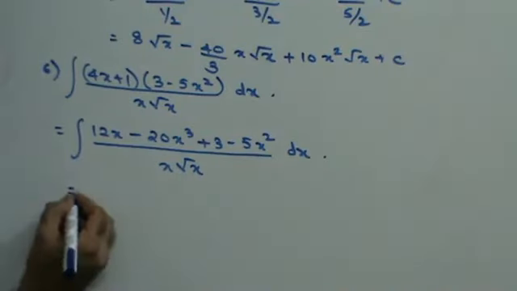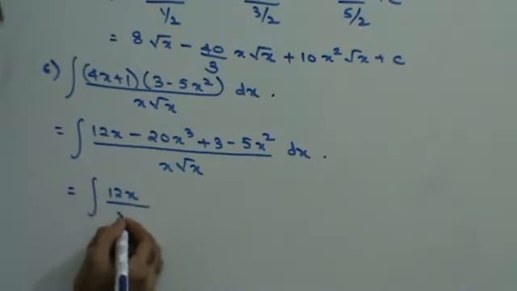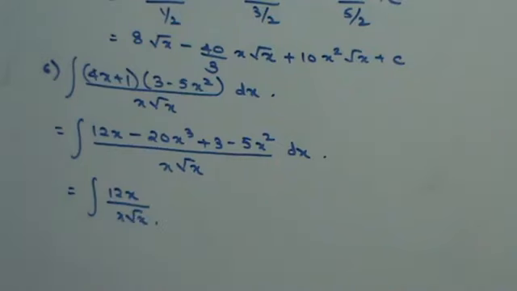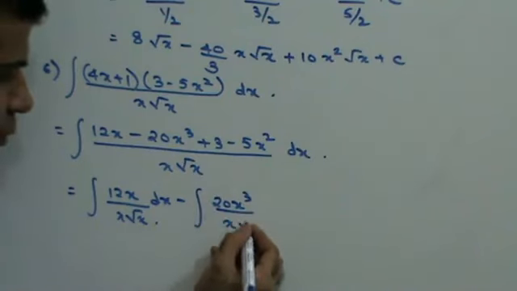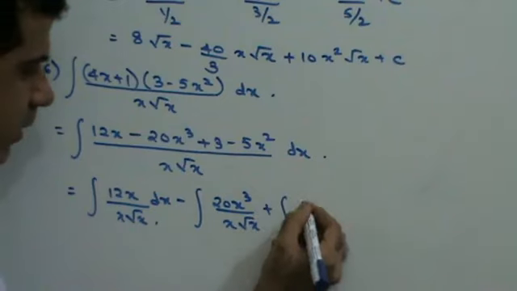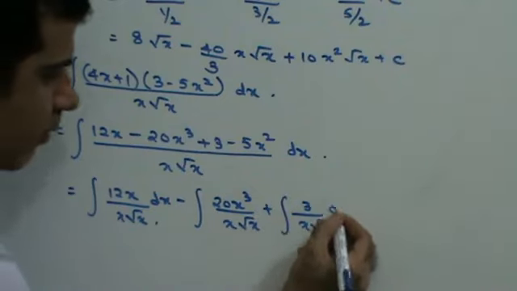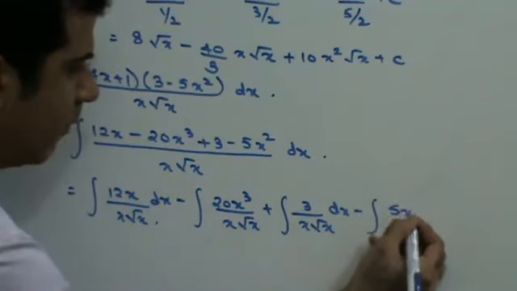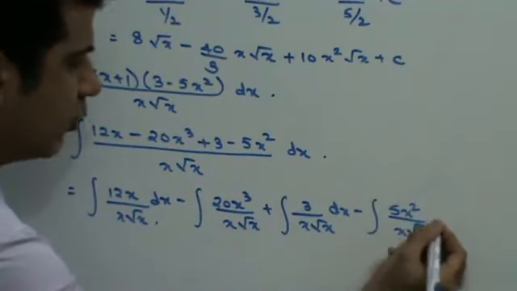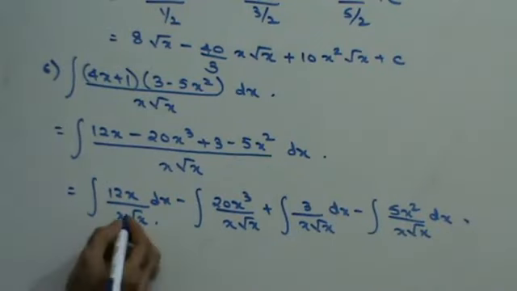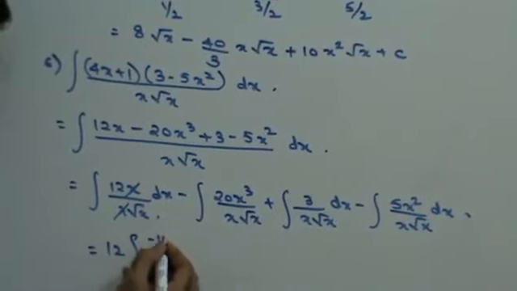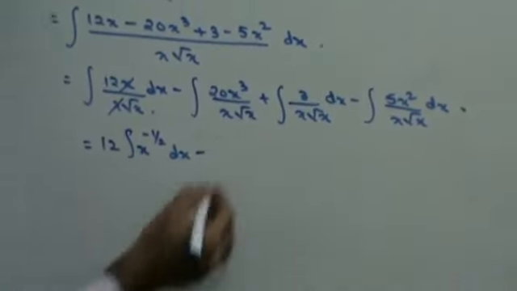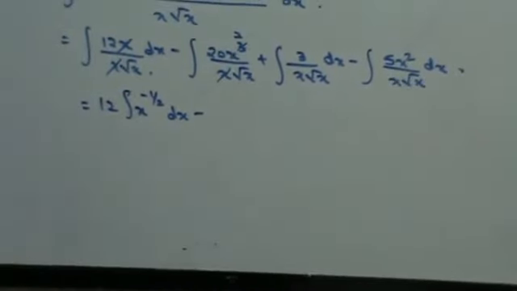Now this can be written as integral of 12x upon x root x, I am splitting the numerator, dx minus 20x cube upon x root x plus 3 upon x root x minus 5x square upon x root x with respect to x. So here x and x get cancelled. This is 12. Root x is x raised to 1 by 2. When I take it in the numerator, it will become x raised to minus 1 by 2 dx minus this and this get cancelled. So x square.